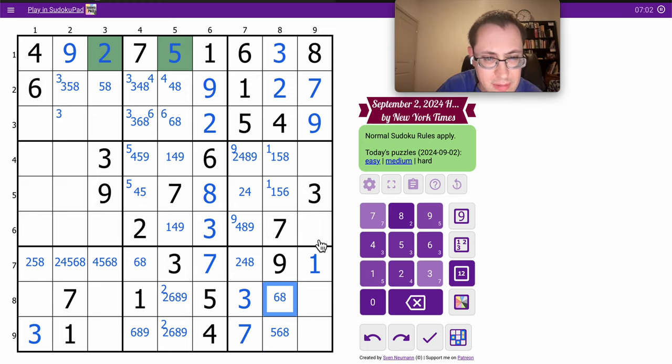One, three, seven, eight, nine. In column nine, I need two, four, five, and eight. This is down to two digits. It's these two and eight. Oh, two, four, five. Okay, I can't scan very well. One, three, seven, eight, nine. I need two, four, five, and six. This can't be six. That one can be.